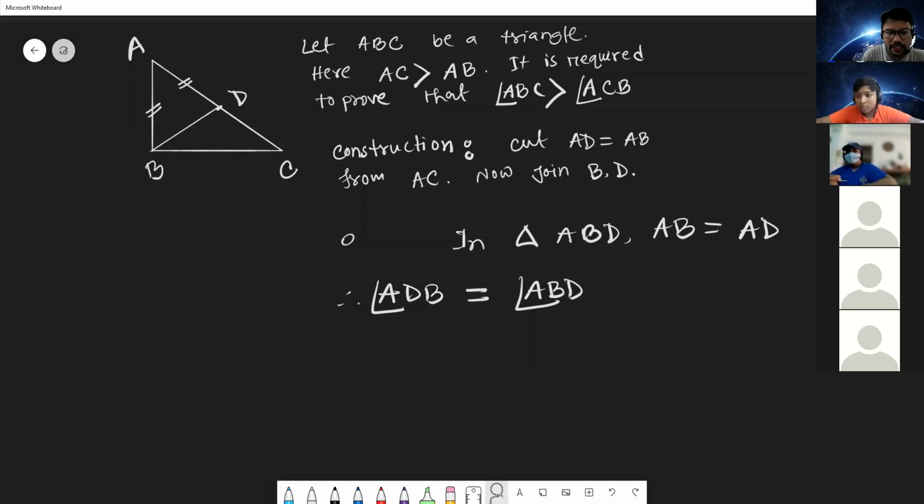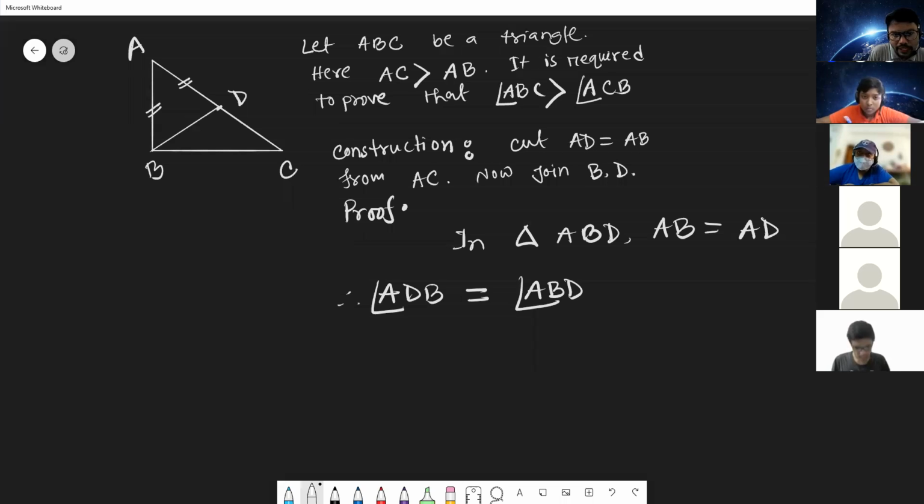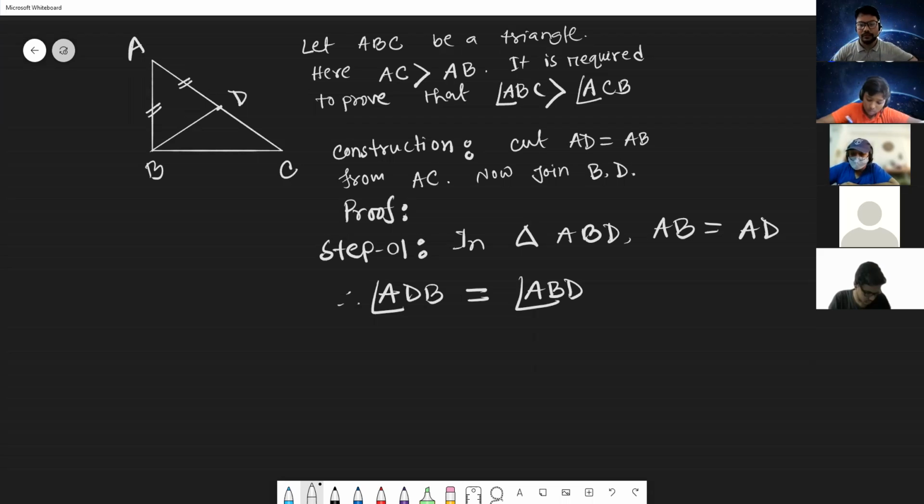Just a few seconds, please. Okay, write here step one, prove, and this is step one. I think it will be better to go step by step. So I think step one is done.